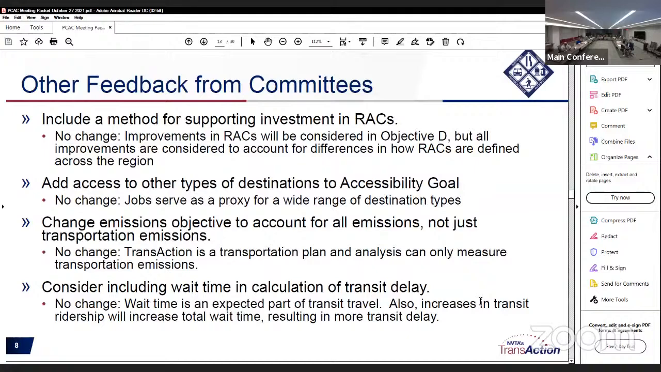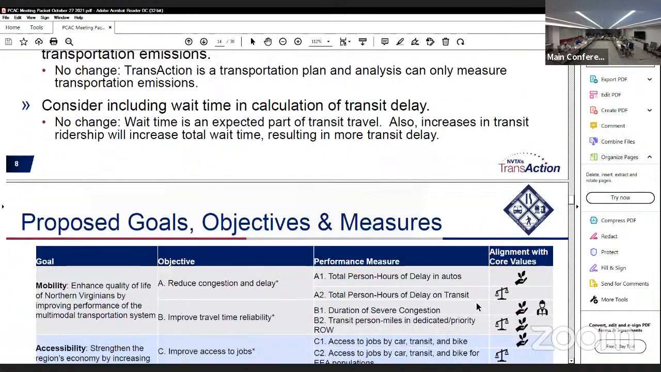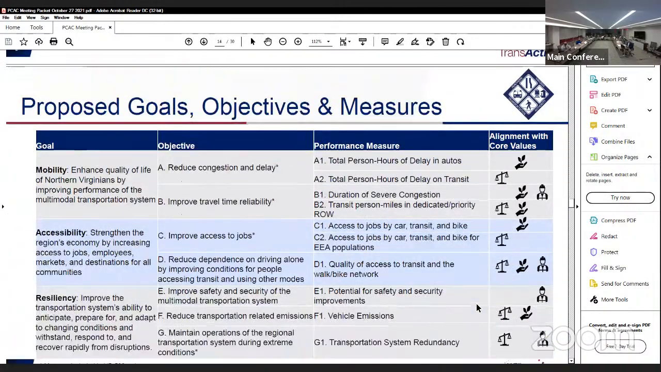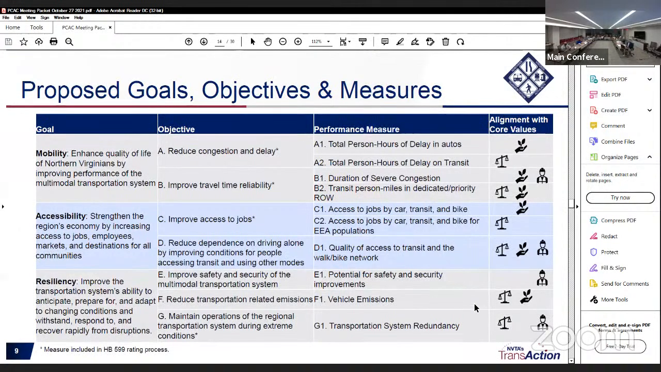Okay, so that was pretty quick, but that was the overall feedback. When we turn to slide 9, you can see the summary of how this all fits together. Again, it's the 3 goal areas: mobility, accessibility, resiliency. And then you see the objectives that are aligned with the 3 goals. And then we also have 10 performance measures, and each of those lines up with different objectives.